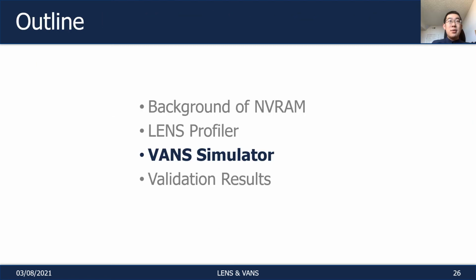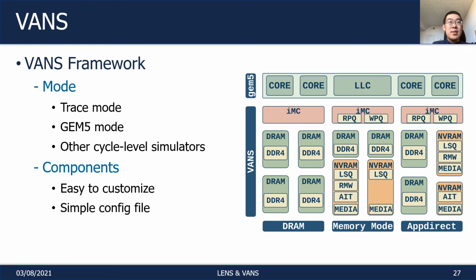Now, let's take a look at the VANS design. VANS is a cycle-level non-volatile memory simulator that is flexible and reconfigurable. It can execute memory traces and can be integrated to gem5 or other cycle-level simulators for full system simulation. It is written in the C++17 standard with a modularized software design. More importantly, it can be reconfigured using a simple configuration file without any change to source code.